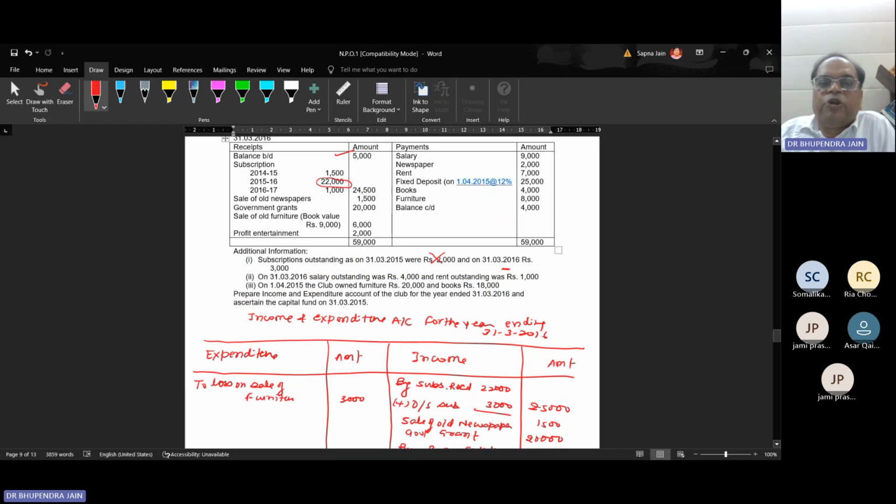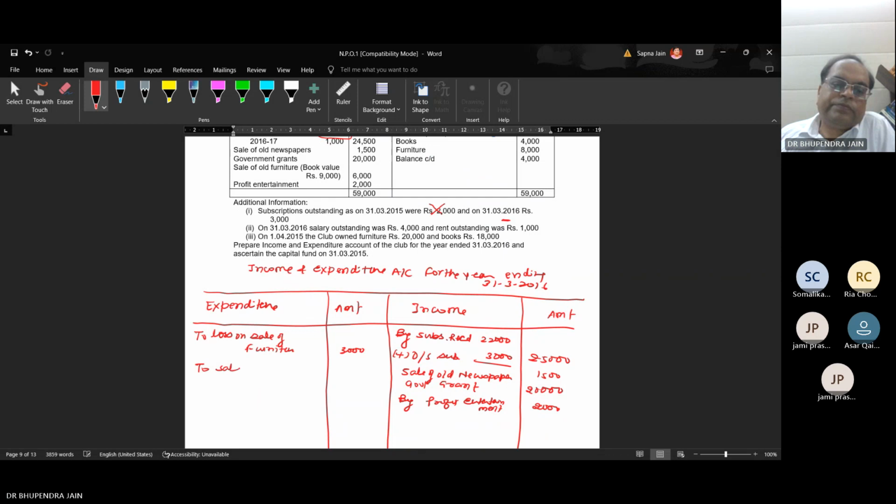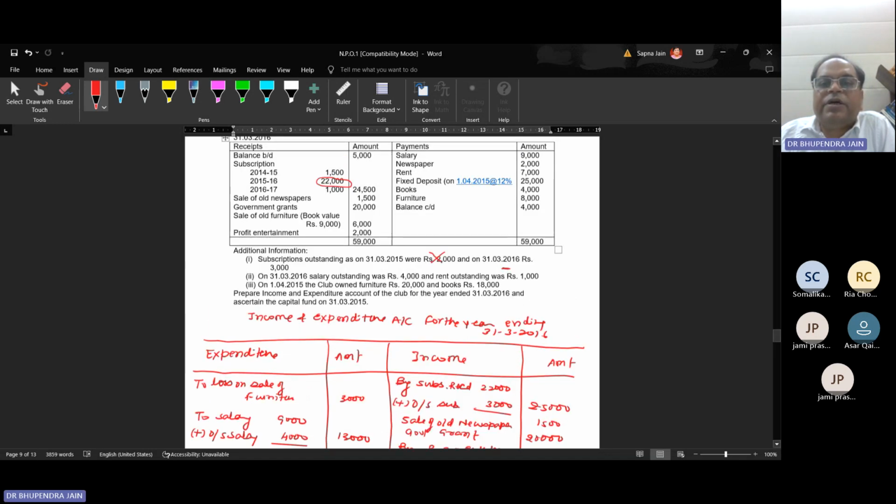In the first expenditure, salary rupees 9,000. Now check adjustment number second. On 31st March 2016, salary outstanding was rupees 4,000. So plus outstanding salary. How much total salary due for the financial year 15-16? 13,000. Rent outstanding 1,000. Check करते हैं दूसरा item क्या है अभी.